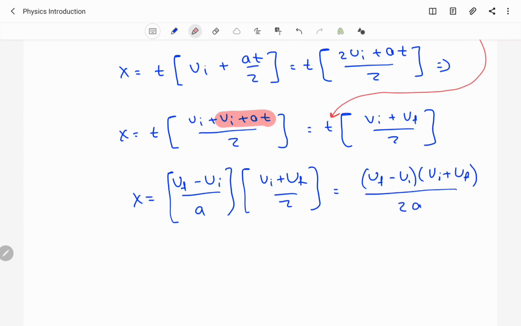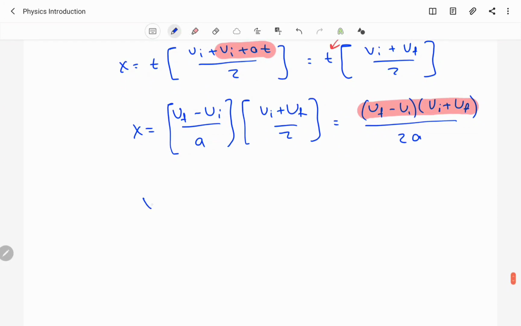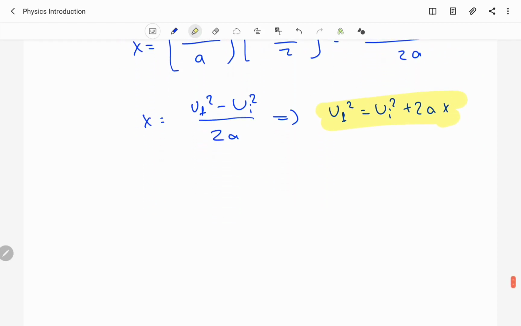So this part is simple math, A minus B times A plus B. So we can write it in this way: final velocity square minus initial velocity square divided by 2A. So from here, V final square equal to V initial square plus 2AX. So as you see, no time. We remove the time, and we obtain a new equation. This is a relationship between final velocity, initial velocity, and the distance.